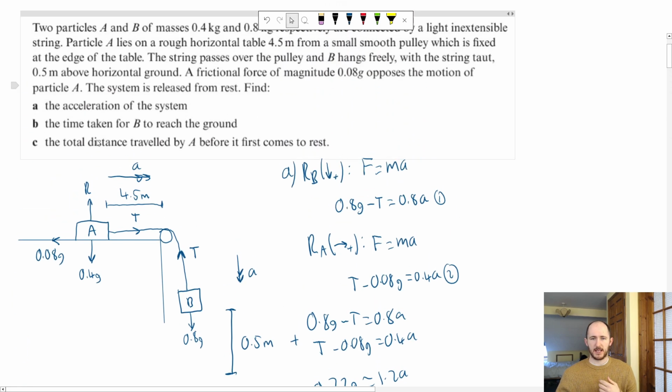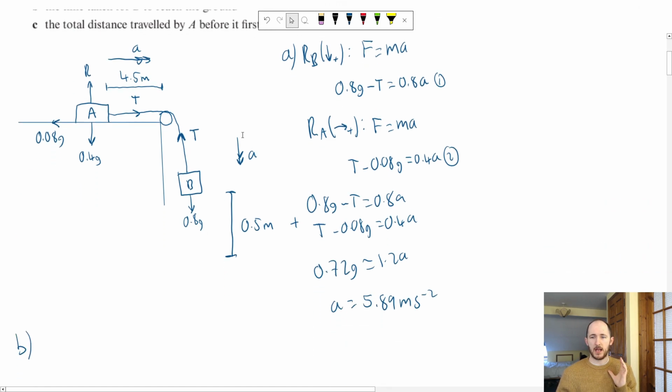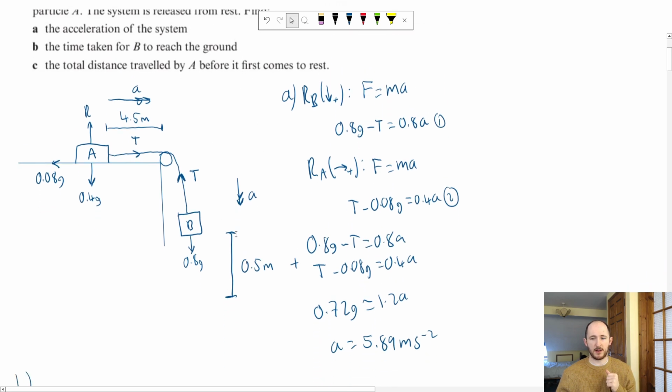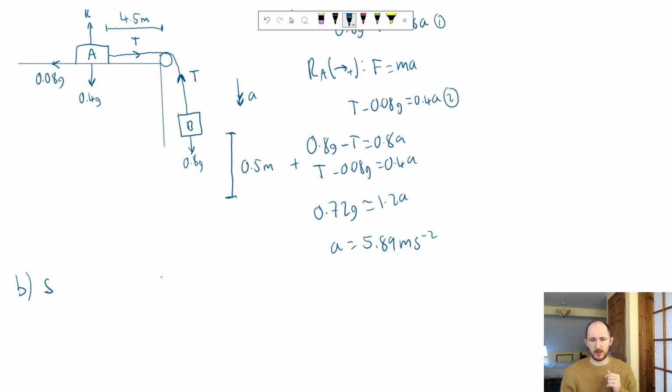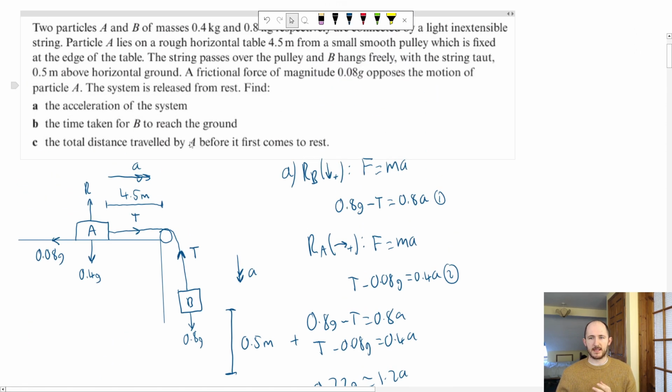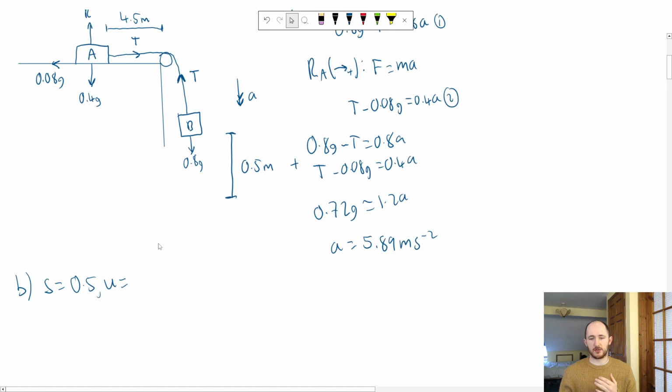That's really, really useful. It says find the time taken for B to reach the ground. So this is where SUVAT comes into play, because our acceleration is going to be constant until it hits the ground. But that's fine, because it says the time taken for it to reach the ground. So let's write out all the variables we know. Well, the displacement, the height above the ground, is 0.5 meters. What's the initial velocity? Well, it says it's released from rest. So the initial velocity is going to be 0. Do I know the final velocity? Nope. Acceleration is 5.89. And lastly, time is what we want to work out.